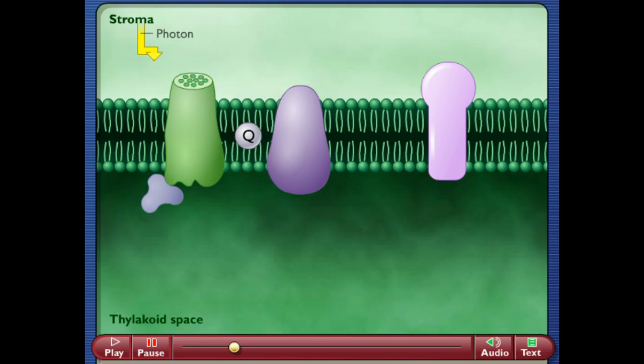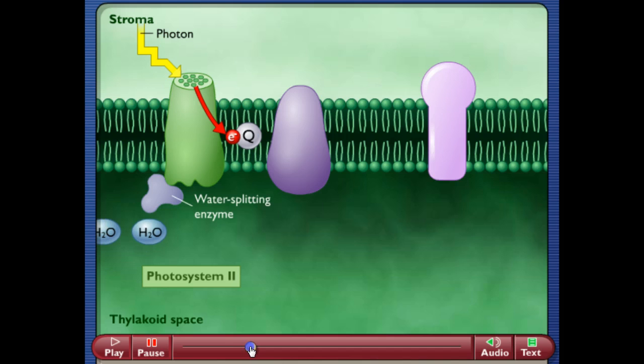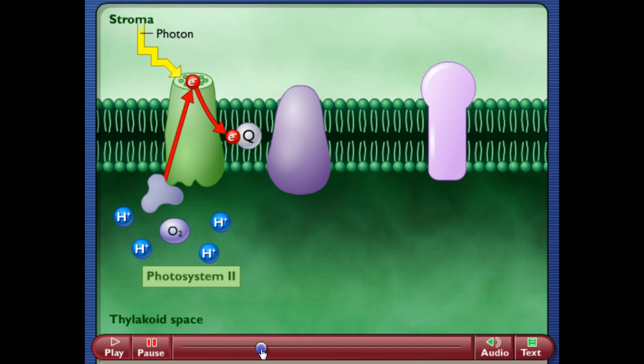Okay, so here's another visualization now. We see now the stroma here. We see the thylakoid space. And now we see our photon striking photosystem 2. All right? And here's its electron now, Plastoquinone. Here's our water splitting enzyme, now replacing that electron that was lost. And now we see the hydrogen atoms now scattered. There's 4 of them because how many water molecules split? 2. All right? And oxygen then is going to get released where? Into the atmosphere. So here's our electron transport chain.